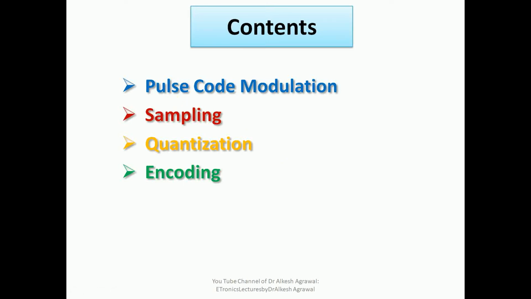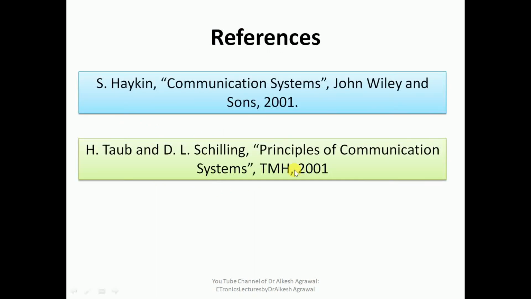In this lecture I'll mainly discuss the modulation process named pulse code modulation. Generally, pulse code modulation consists of three different processes that I'll explain in detail. The first process is sampling. The second process is quantization, and the third process is encoding.